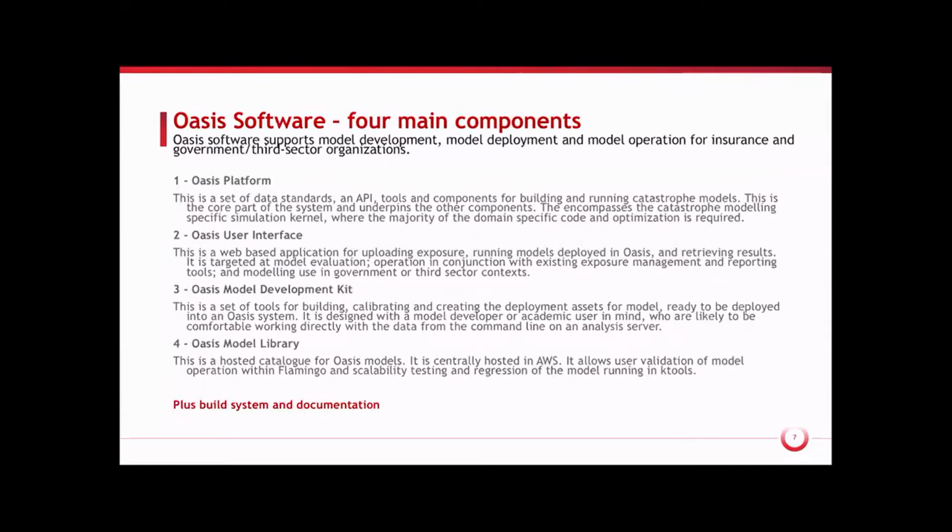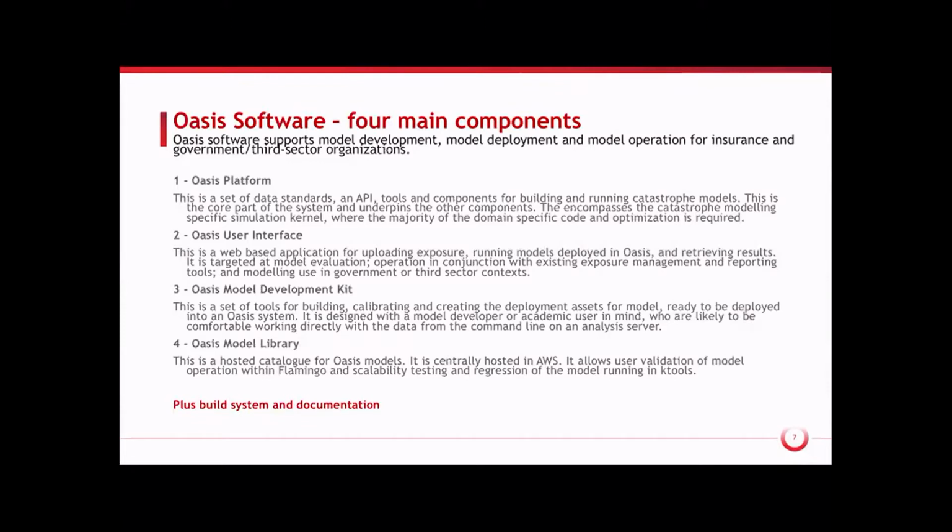So drilling down into the software itself, again, there are four main components that we think about here. The first is the actual platform. That's the code components, the APIs, data standards, all of the tools that you need to actually run the models at scale. So that's really the key heart of the system.